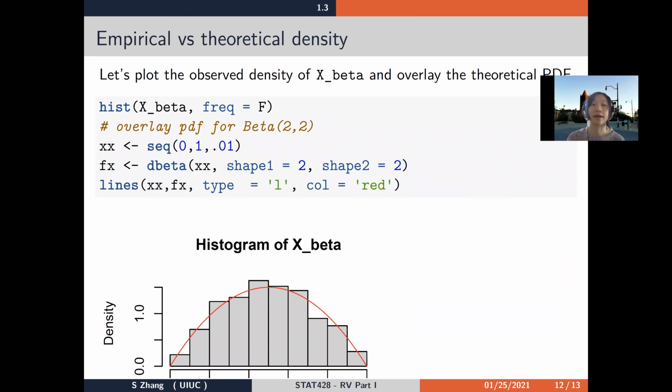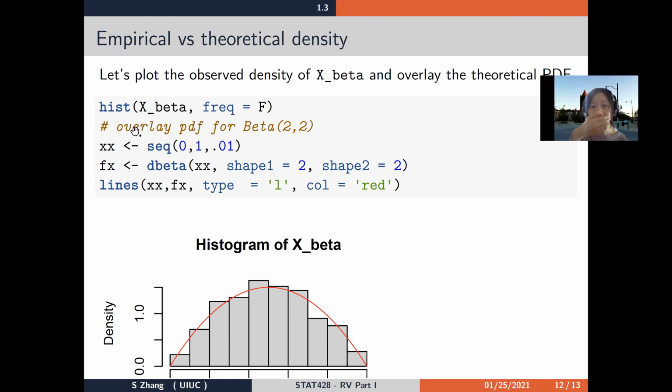Now let's take a look at the samples that we have drawn. Again, we want to look at the empirical versus the theoretical densities. We can first plot the empirical or the observed density of x beta, which are the accepted samples, and then we overlay the curve for the theoretical PDF of the beta distribution with a equals 2 and b equals 2. First, to create the observed histogram of the observed density, we do hist x beta. Again, frequency equals F. And then we get the histogram over here.